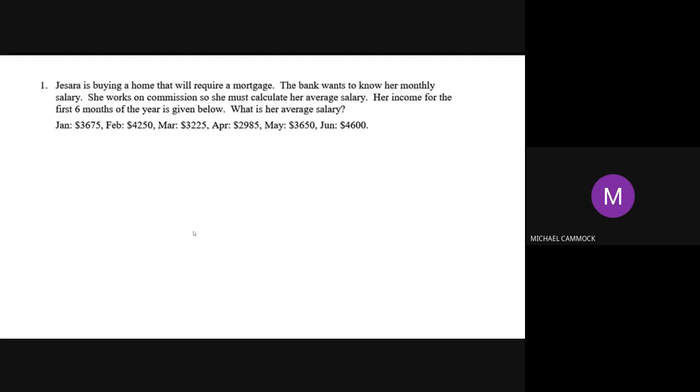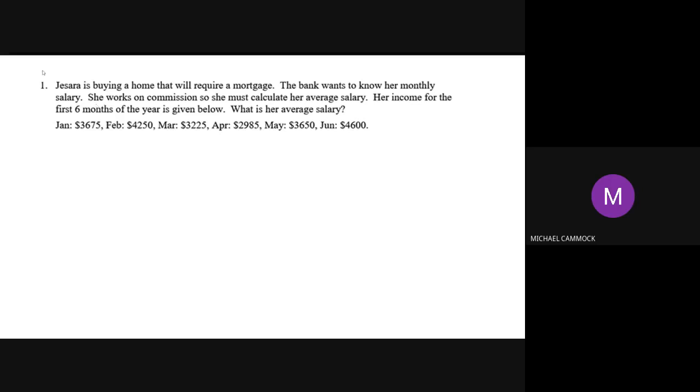All right. So here comes the first example. This person is buying a home. She needs a mortgage. We talked about mortgages quite a bit in the last unit. The bank wants to know her monthly salary. One of the things that the bank needs to know when you're borrowing money from them is how much money you earn, right? Because they want to make sure you can pay the loan.